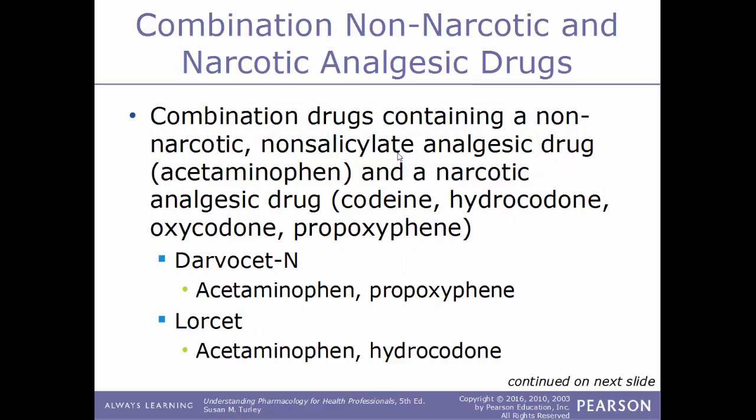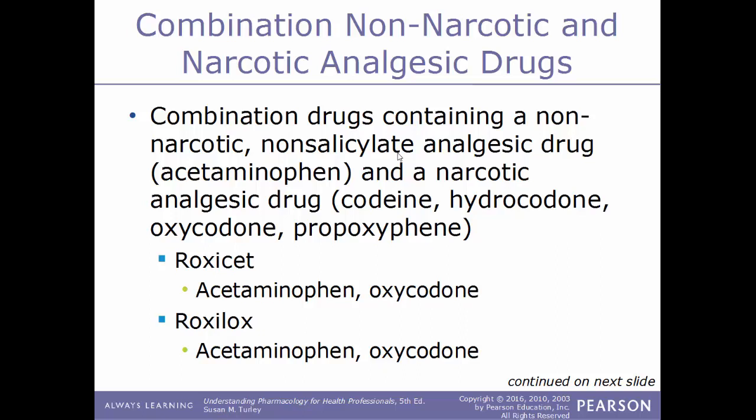So another possible combination you can see: drugs that contain a non-narcotic, non-salicylate analgesic drug like acetaminophen, plus a narcotic analgesic drug like codeine or hydrocodone or oxycodone or propoxyphene. Some examples of this type of combination: Darvocet-N, which is a combination of acetaminophen and propoxyphene. Lorcet, which is a combination of acetaminophen and hydrocodone. Lortab, which is a combination of acetaminophen and hydrocodone. And Percocet, which is a combination of acetaminophen and oxycodone.